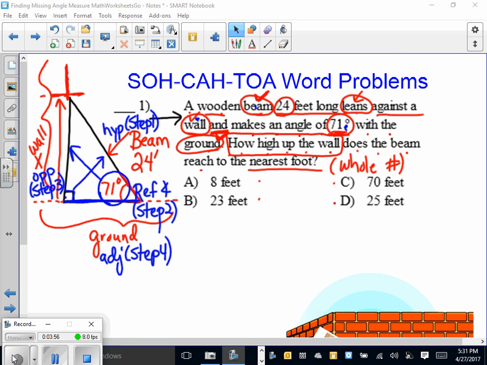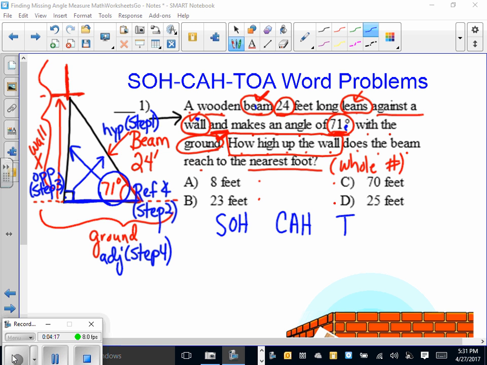Okay, now that we know where our 4 parts are, hypotenuse, reference angle, opposite, and adjacent, we now can decide which of the 3 trig ratios we're going to use. Are we going to use sine, which uses opposite and hypotenuse? Are we going to use cosine, that uses adjacent and hypotenuse? Or are we going to use tangent, which has opposite and adjacent?